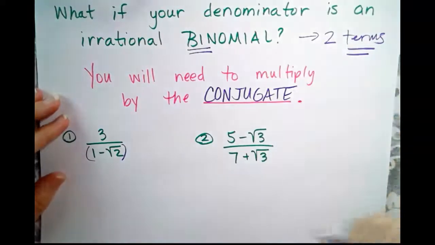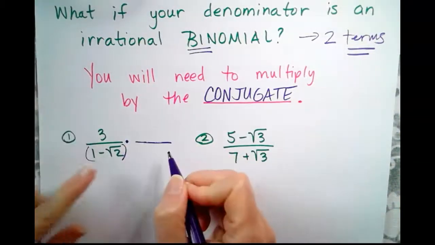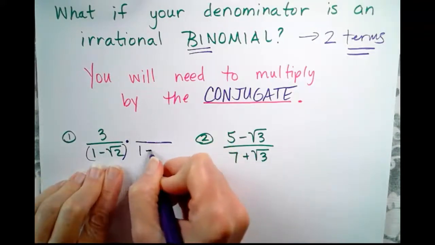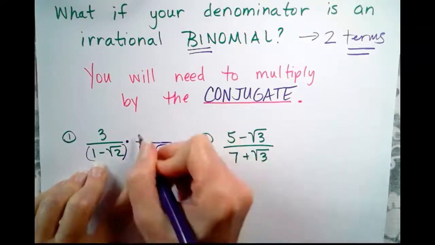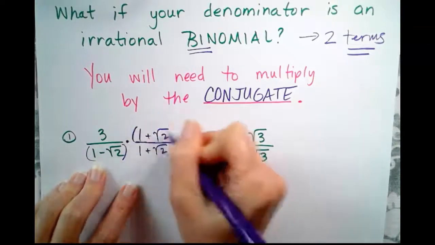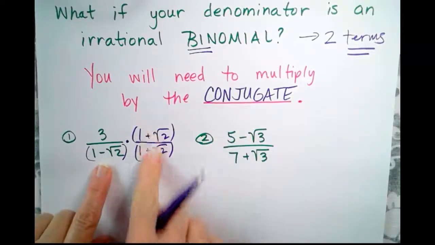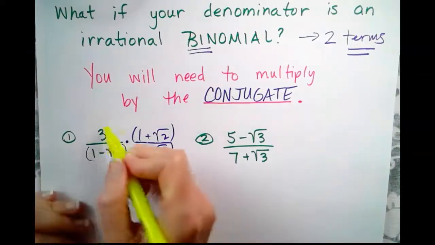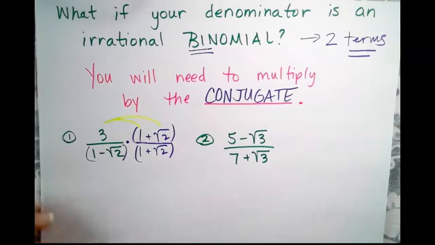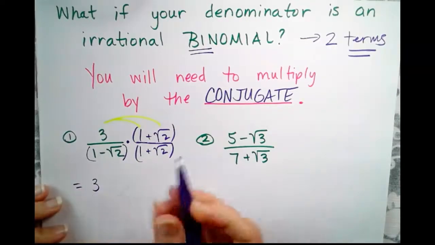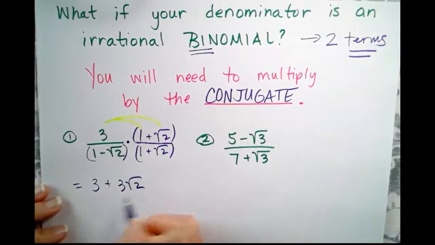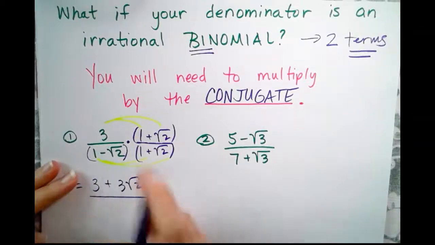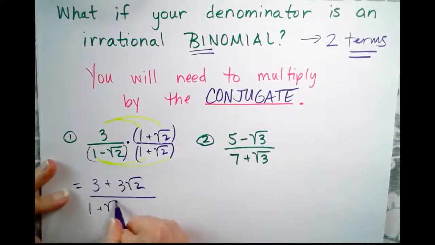C-O-N-J-U-G-A-T-E. Conjugate. What is the conjugate? Well, if the denominator is 1 minus root 2, the conjugate of the denominator is 1 plus root 2. Whatever you do on the bottom, we also do on the top, because this is the identity, it's equal to 1. So we still need to distribute. So the 3 is going to get distributed on the top, which will be 3 plus 3 root 2. And then on the bottom, we need to do a double distribution. So distribute the 1. 1 times 1 is 1. 1 times root 2 is positive root 2.